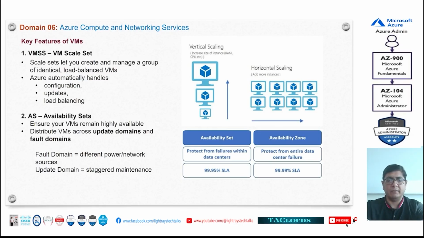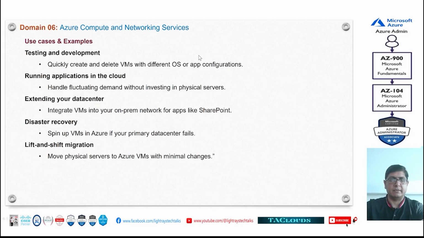And then fault domain: if one virtual machine goes down, it automatically shifts to the second. So there are two options available, update domain and fault domain. Fault domain always has different power and network sources, like completely separate power and everything. But update domain is the maintenance window. Whenever they are maintaining something, you always have the second option. So anytime you need high availability, you need to use that.